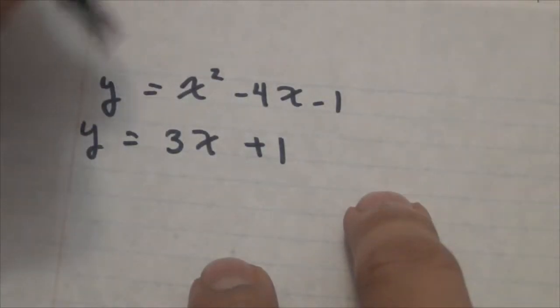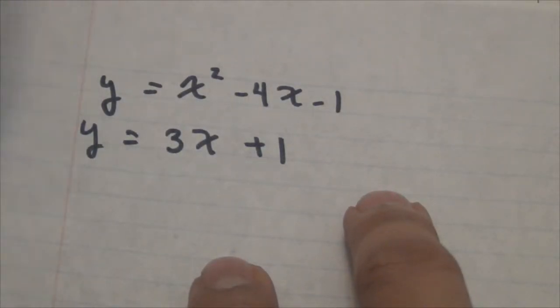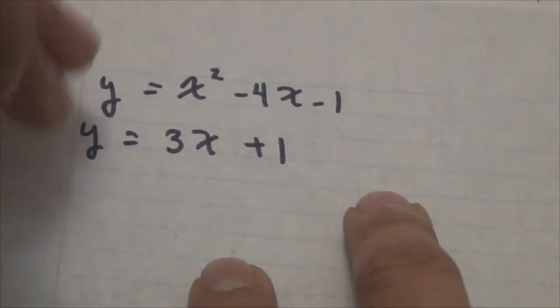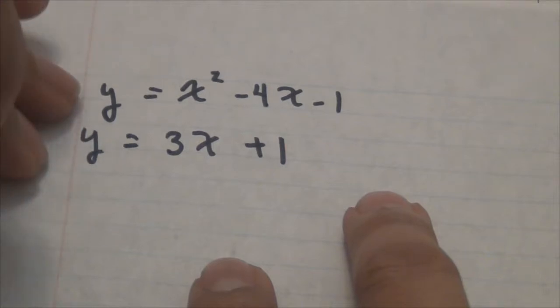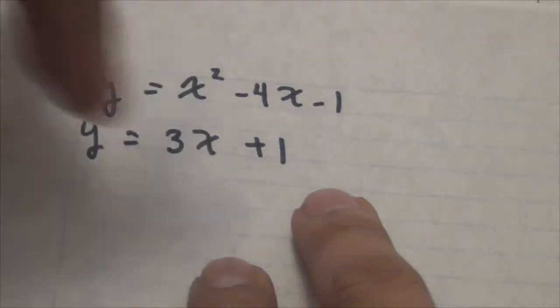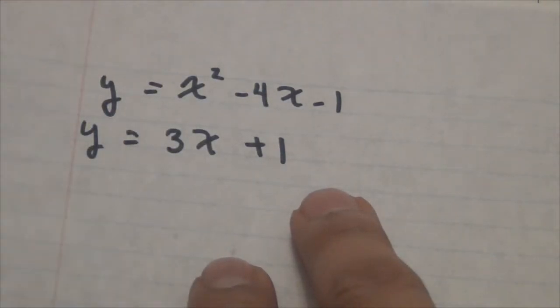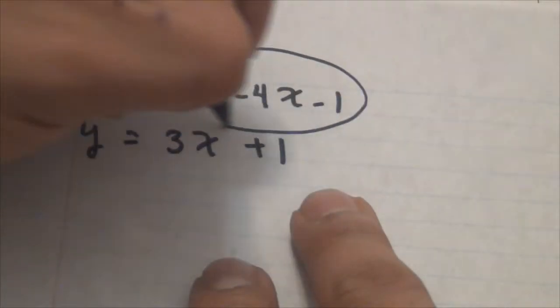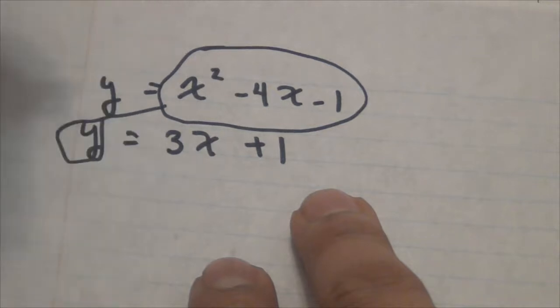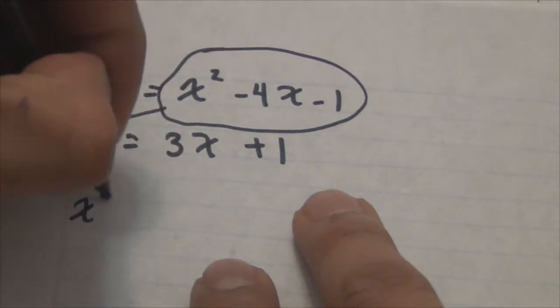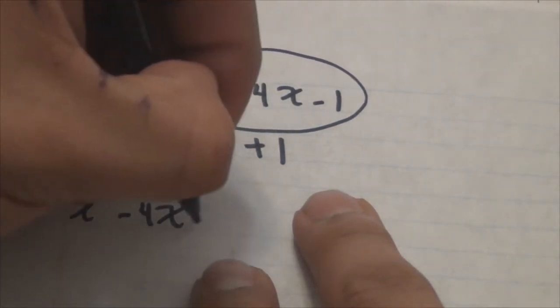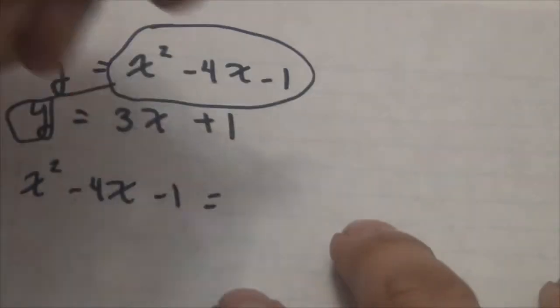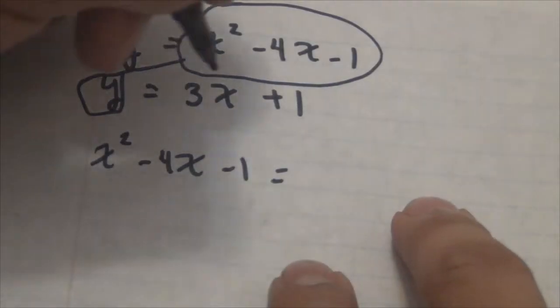All right, so substitution. Both equations are solved for y, so I don't have to do anything. But if they're not, you have to solve for y in the quadratic and in the linear. You could substitute one for the other, or just solve one of them for y and substitute into the other. So I'm going to get this one over here, and I'm going to substitute y. So I get x squared minus 4x minus 1 equaling 3x plus 1.